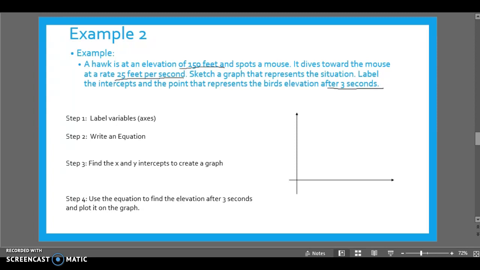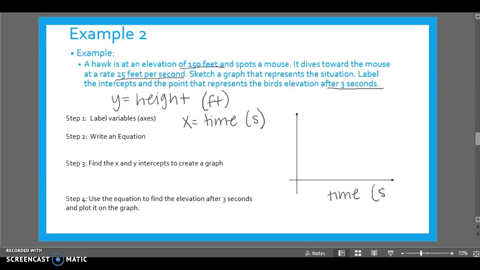So label the variables. So this is talking about feet and seconds. So this is a time versus height graph. So let's make y our height in feet, and x is time in seconds. x is always time. So this is time in seconds, and then this is height in feet.